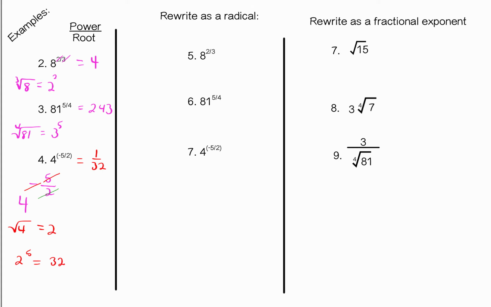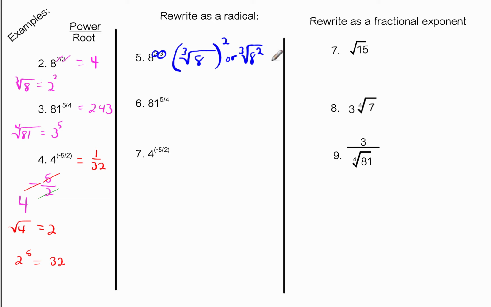Now for the next column, I just want you to rewrite this as a radical. I don't want you to solve it. How would we take 8 to the 2/3 and rewrite it in radical form? Well, once again, I'm going to look at this, give myself some writing room over here. This is root, so I want to do the cube root of 8. And then it's a power of 2. And I like to do my powers second. Or you could have written the cube root of 8 with the power on the inside.